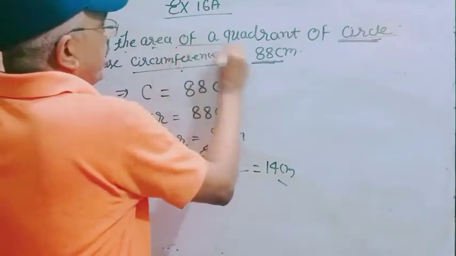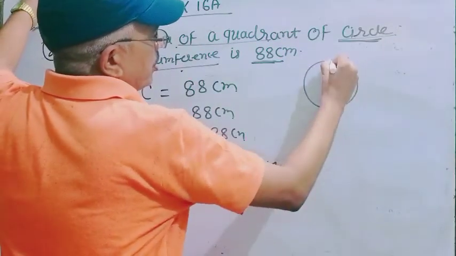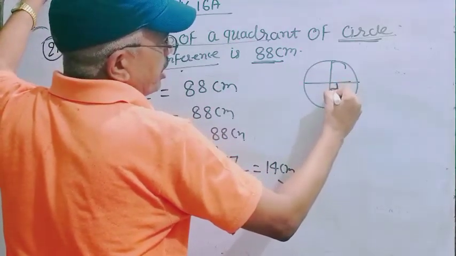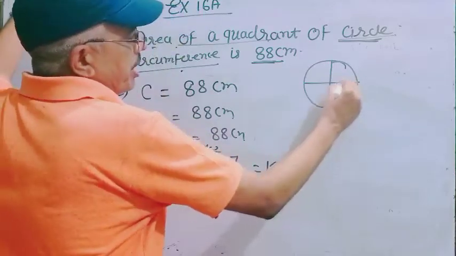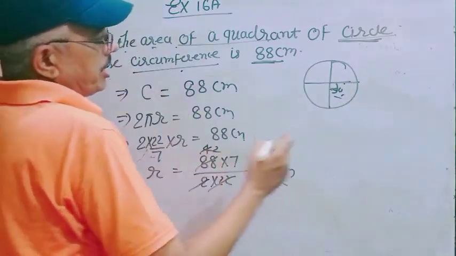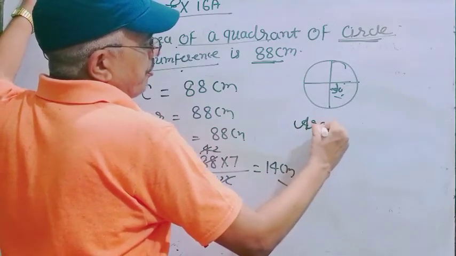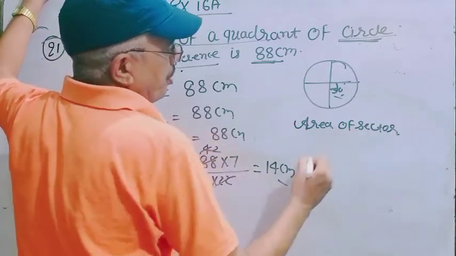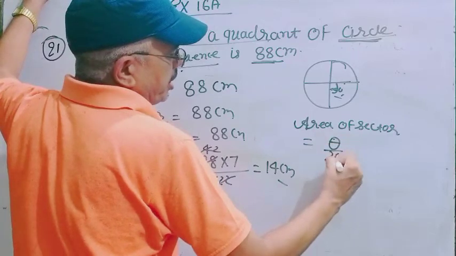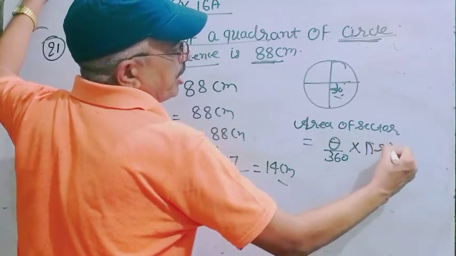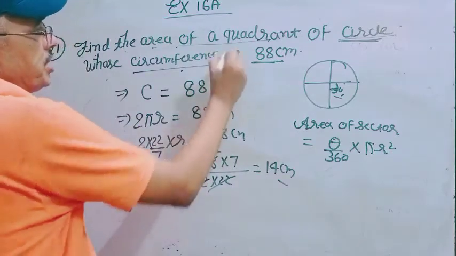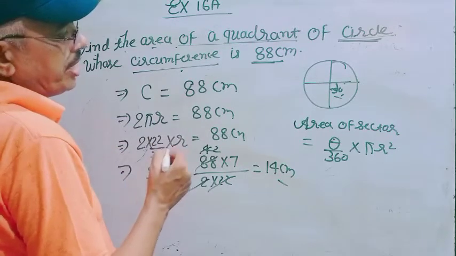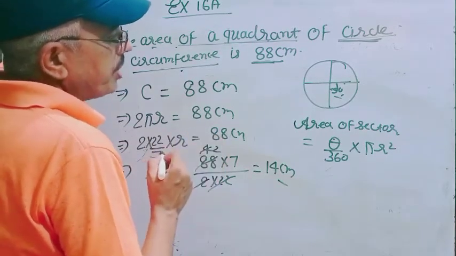Now your question, find the area of the quadrant. What is a quadrant? The quadrant is 1/4 of the circle. Otherwise you can say that theta of the quadrant is 90 degrees. That means it is the area of a sector whose theta is 90 degrees. So you find the area of a sector with theta 90 degrees. It is called a quadrant. So you write the formula, theta by 360 into pi r square. But your question is quadrant, and quadrant means theta is 90. Otherwise you can say it is 1/4 part of the area of the circle.